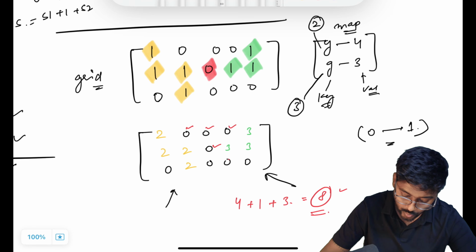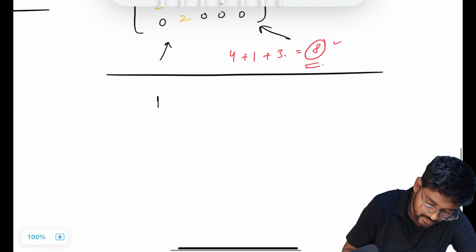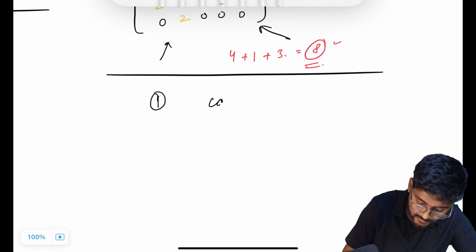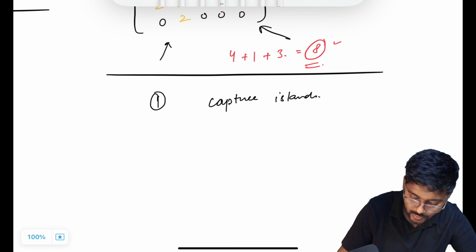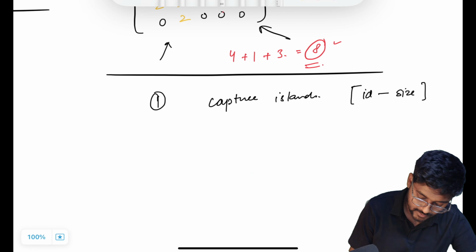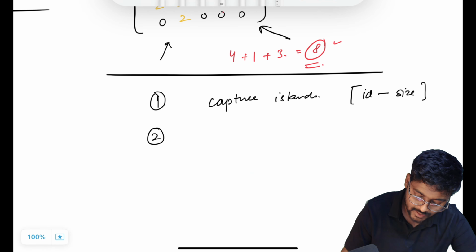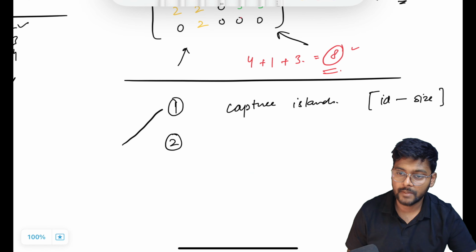Okay, so what I did in this case, let's capture the algorithm. First one is to capture islands. You can say island ID and size, or color and size, in this map. Now once you have captured the islands, firstly try to understand what the time complexity is to capture an island.